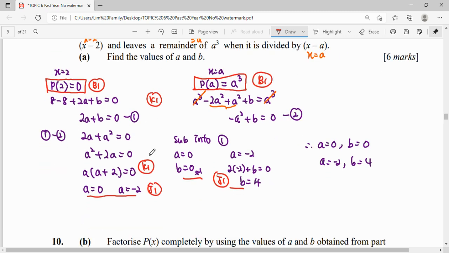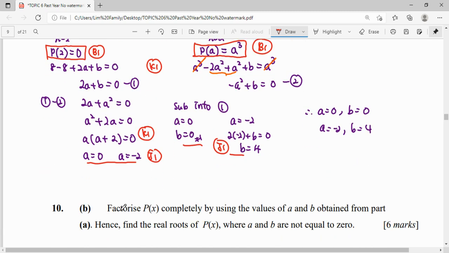Then we proceed to question B. Factorize p(x) completely by using the a and b from part A. So I have two sets of answers, so I have two polynomials to factorize. Hence, find the roots of this polynomial where a and b are not equal to 0.